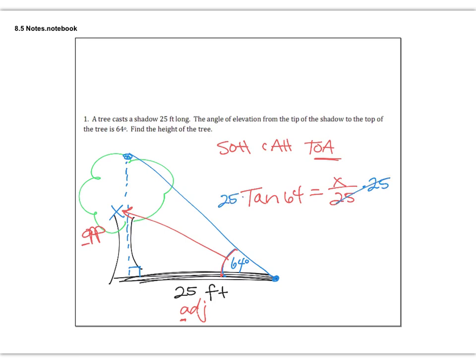And it's a matter of typing it into our calculator. 25 tangent 64 equals, and you should get 51.26 feet. Remember, if you're not getting this and you feel like you're typing it in the correct way, maybe your calculator is in the wrong mode. Make sure your calculator is in degrees because our angle is 64 degrees.